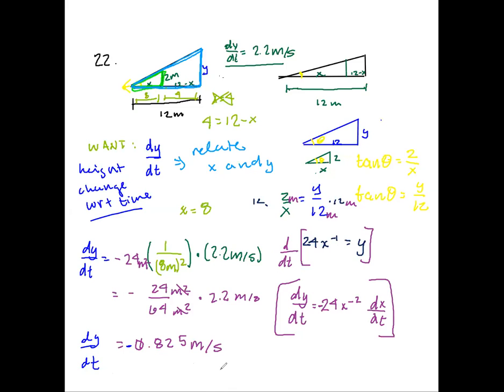And then our units make sense because the height on the wall of the shadow is going to be measured in meters, and time we're going to measure in seconds. So the rate of change of the height of the shadow is going to be in meters per second. So this problem checks out. Any questions about how I went around and solved that?